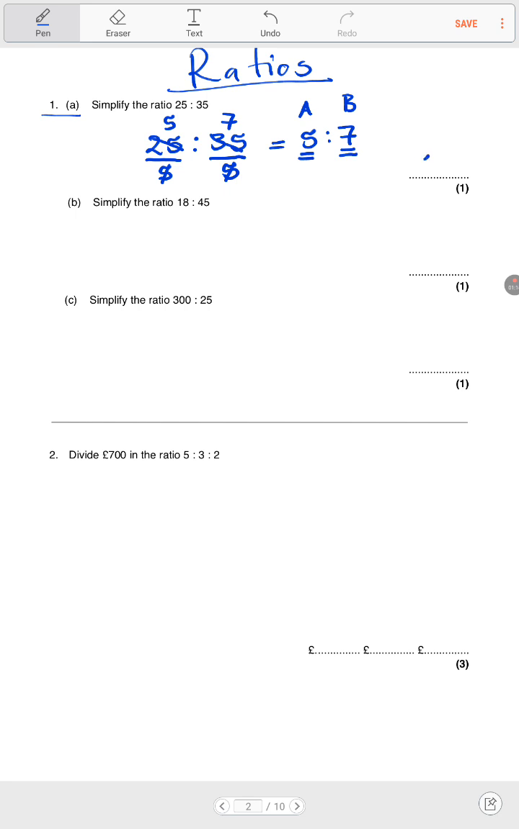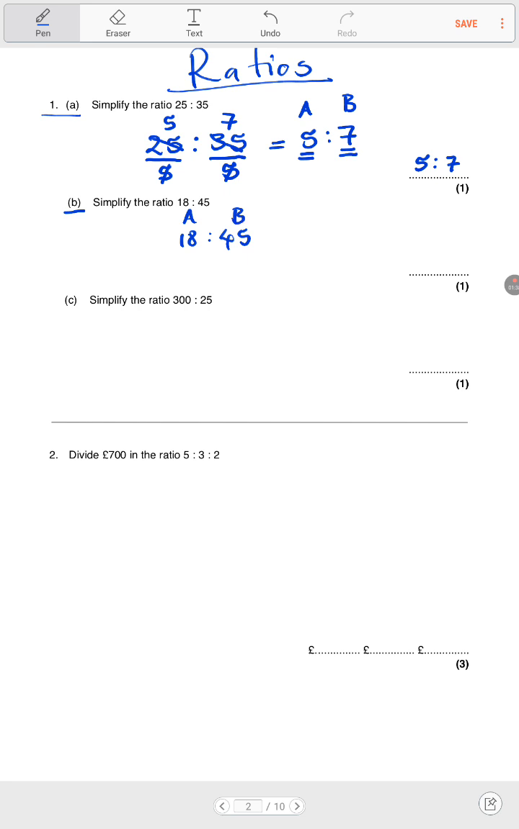So our answer is 5 is to 7. So we do the same for the next question. It says simplify 18 is to 45. When A is getting 18 things, B is getting 45.